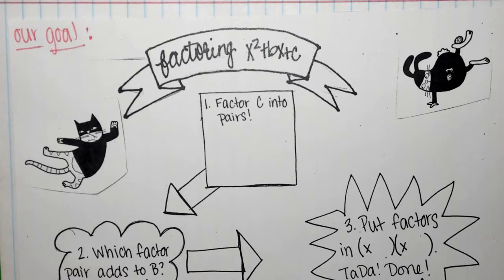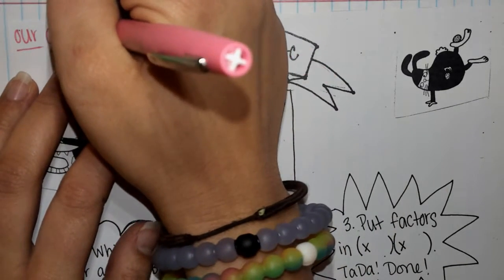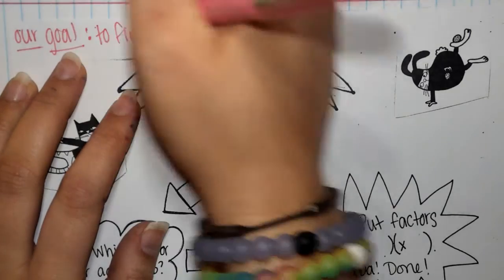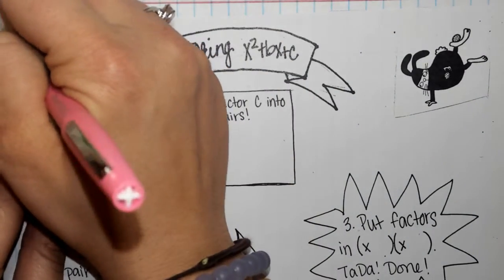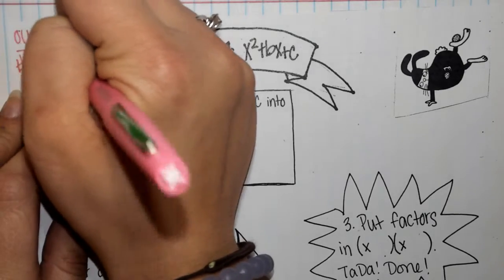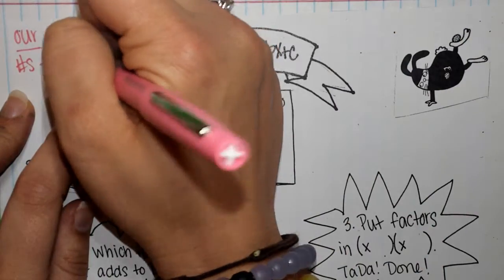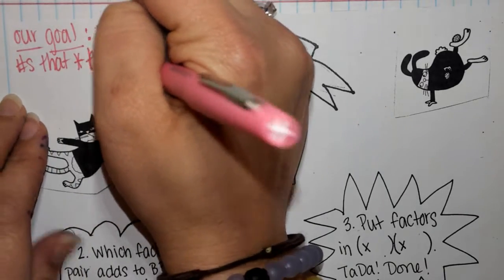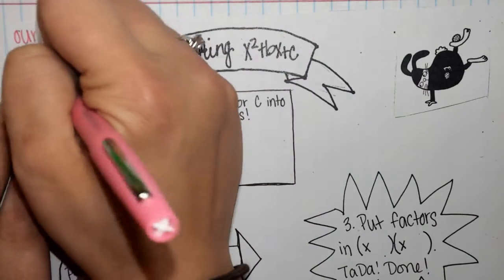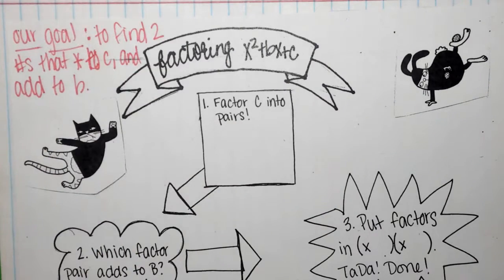Now, our goal for each and every problem is to find 2 numbers that multiply to give you C. So multiply to C and add to B. So that's what we're going to do every single time.